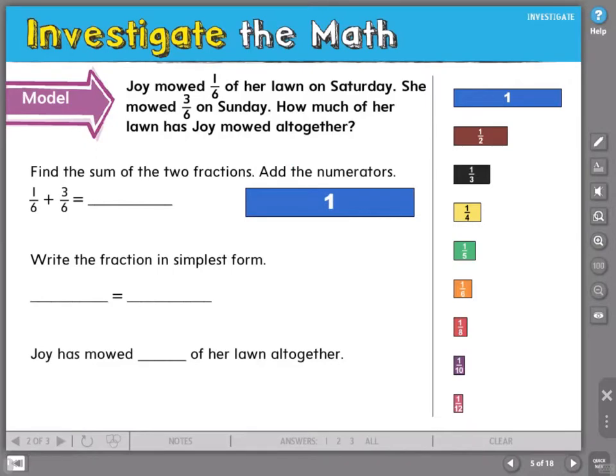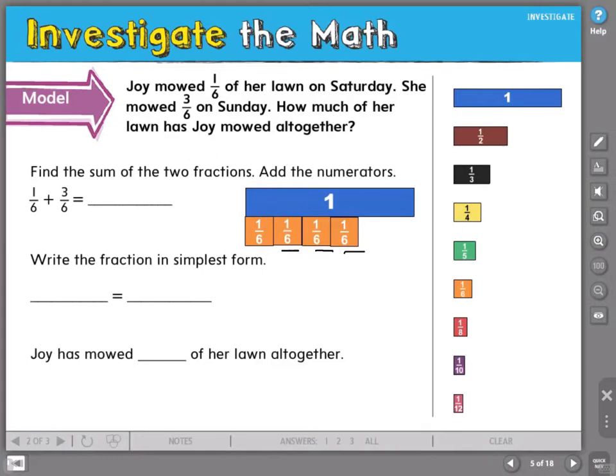First, I've used a fraction strip representing 1 right here. This 1 represents her whole lawn. But she did not mow her whole lawn. She mowed 1/6 on Saturday and 3/6 on Sunday. We're going to use the 1/6 fraction pieces to model how much she mowed. So on Saturday, she mowed 1/6 of her lawn. On Sunday, she mowed 1, 2, 3/6 of her lawn.